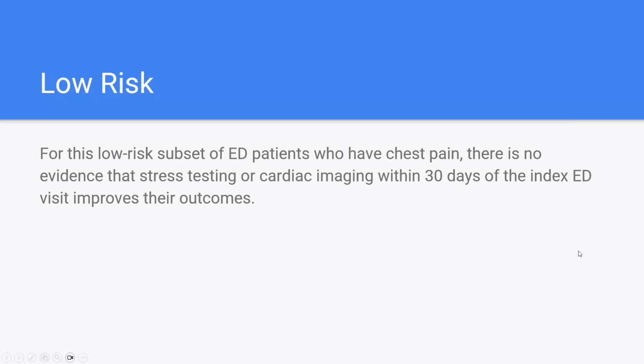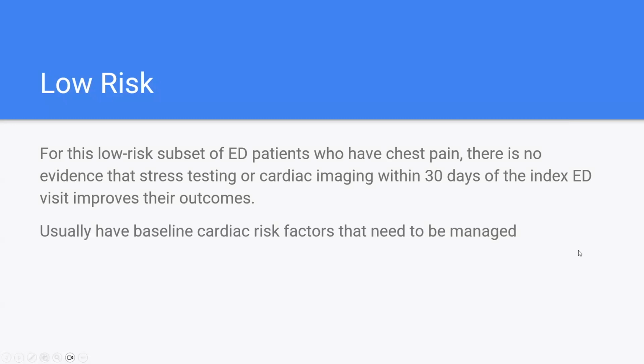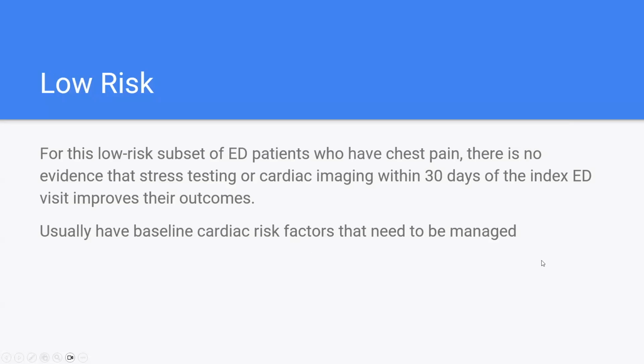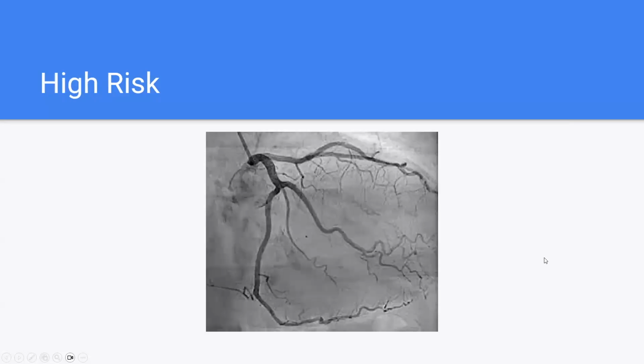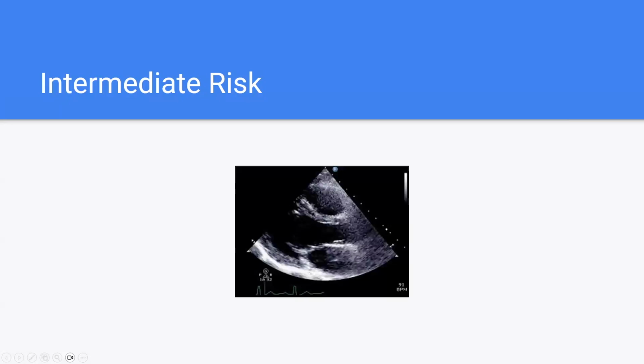I think that's kind of the same thing I just said. Low risk generally can be discharged, and nothing else really. Of course, you're always going to correct cardiac risk factors. High risk, like I said, they're going to get a cath. Intermediate risk, lots of options on what to do, and sometimes it can be hard to know what the right next step is.